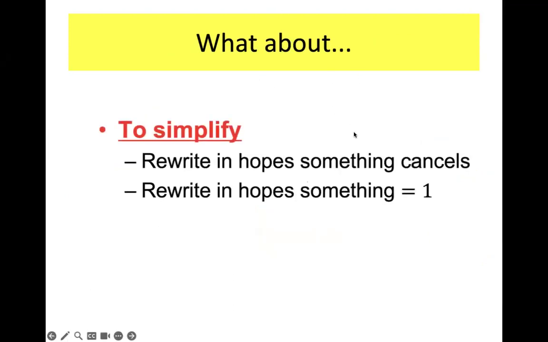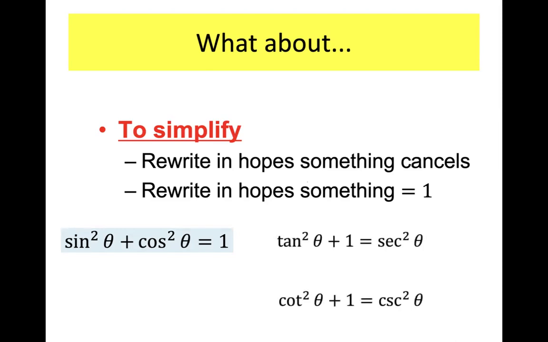Continuing on, what about that second part there, rewrite in the hopes of something equals one? Well, I'm going to remind you that if we ever get a sine squared theta plus cosine squared theta, I can write that as the value one. So here's an example of that. Oh, and by the way, that's not just one trig identity.